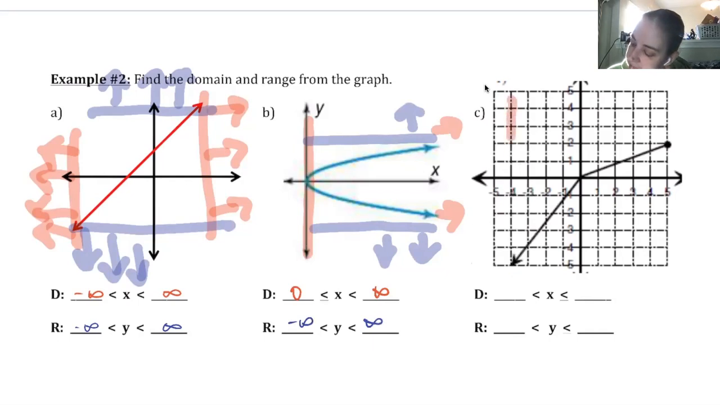Over here to the left, there's an arrow. It keeps going. Over here to the right, it stops. So I'm going to say negative infinity to 5. And for my range, down here at -5, but again, there's an arrow, so it's going to keep going down, but it stops up here at 2. So I'm going to say negative infinity to 2.